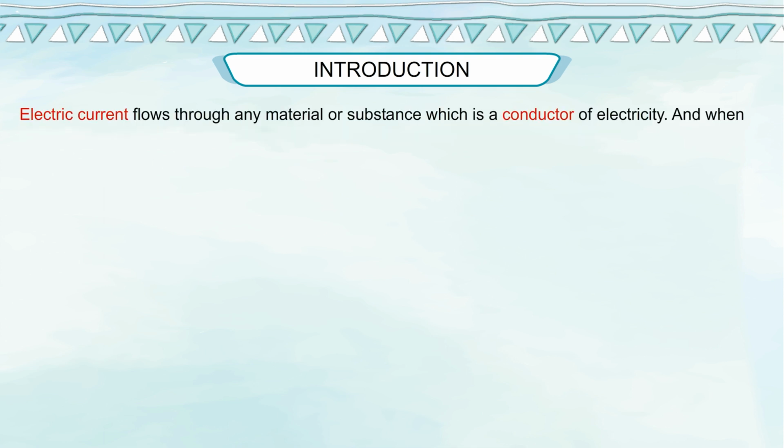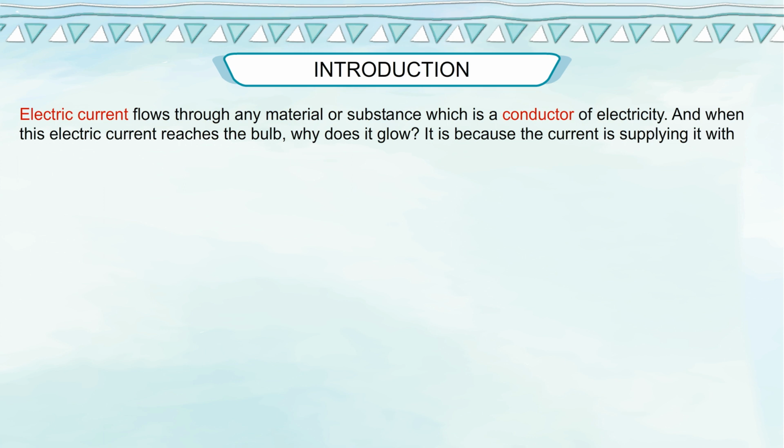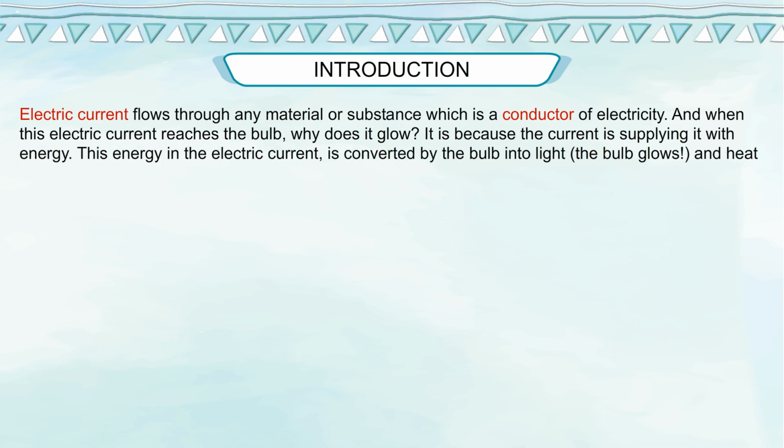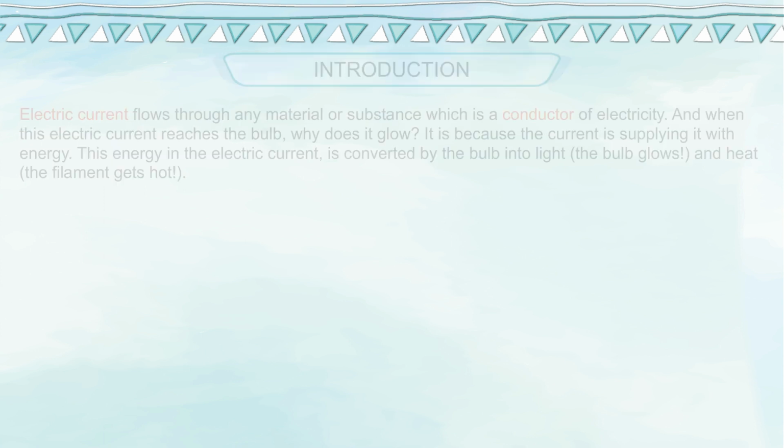Electric current flows through any material or substance which is a conductor of electricity. And when this electric current reaches the bulb, why does it glow? It is because the current is supplying it with energy. This energy in the electric current is converted by the bulb into light. The bulb glows, and heat, the filament gets hot.